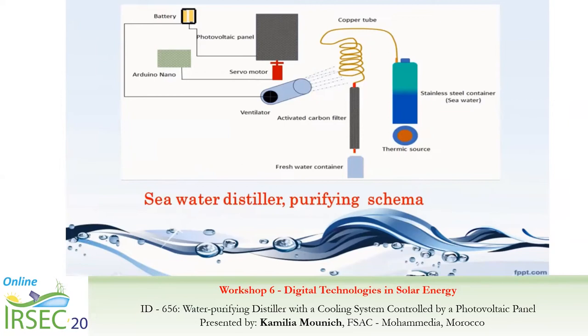The cooling system is designed to guarantee a better condensation of vapor. In fact, without this system, we would lose the drops of fresh water outside the copper tube. This cooling system is composed of a 5-volt ventilator powered by a couple of 3.7 batteries, type 18650, powered itself by a photovoltaic panel. To optimize the orientation of this panel, I use an SG90 servo motor, controlled by 2 photoresistors through an Arduino Nano.